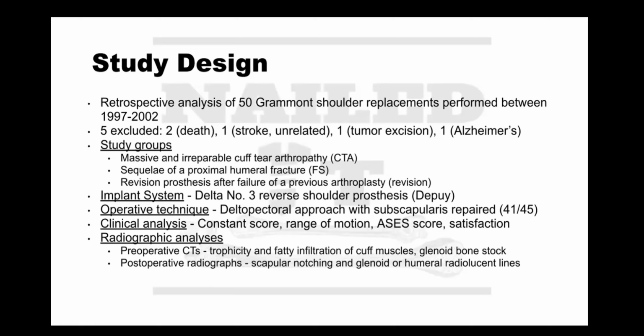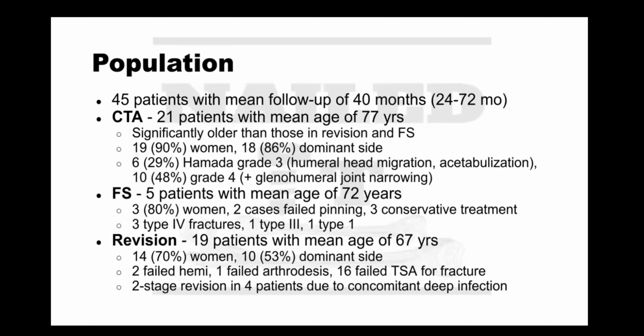In terms of outcomes, clinically they looked at the Constant score, range of motion, the ASES score, and patient satisfaction. Radiographically, they looked at both preoperative CTs and postoperative radiographs. The pre-op CTs were used to grade the cuff status using the Hamada classification and to look at glenoid bone stock. Post-op films were used to look at notching and loosening of the components. The population was 45 patients with a minimum follow-up of 2 years, and the mean follow-up was about 40 months.